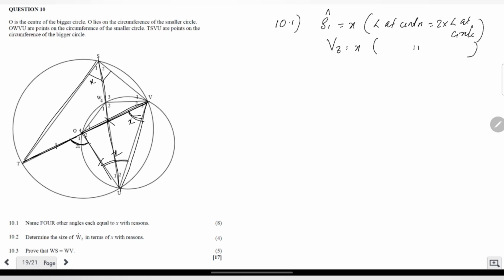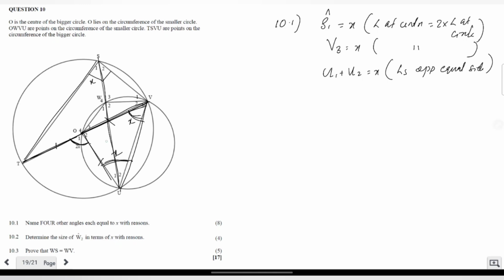Then U1 plus U2 is also x. What is the reason? Angles opposite equal sides. They are the radii, right? Angles opposite equal sides. Do you understand that? Because V3 and U1 plus U2 are opposite the radii, OV and OU. Is it clear? Now we need one more.